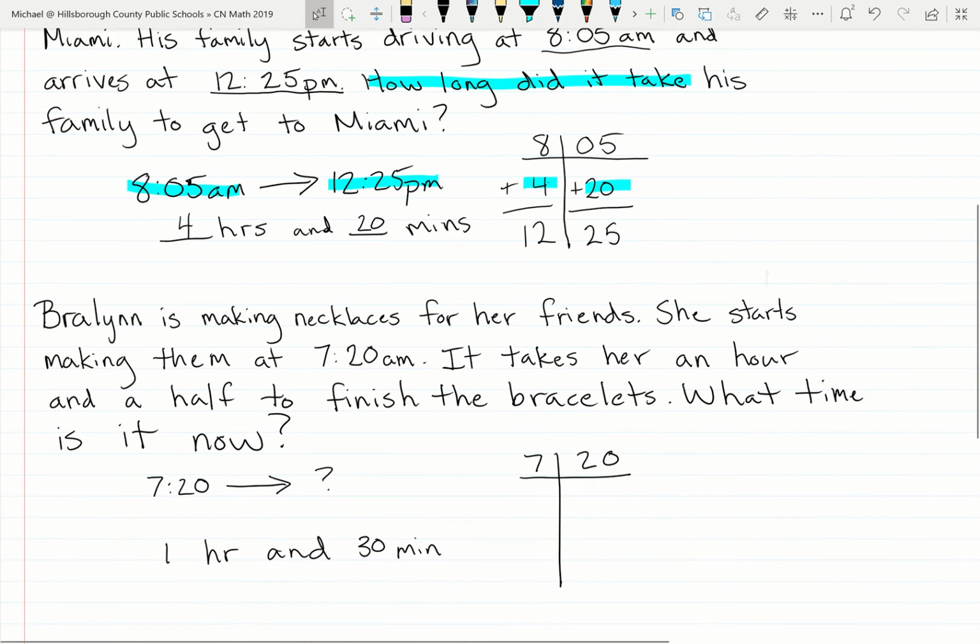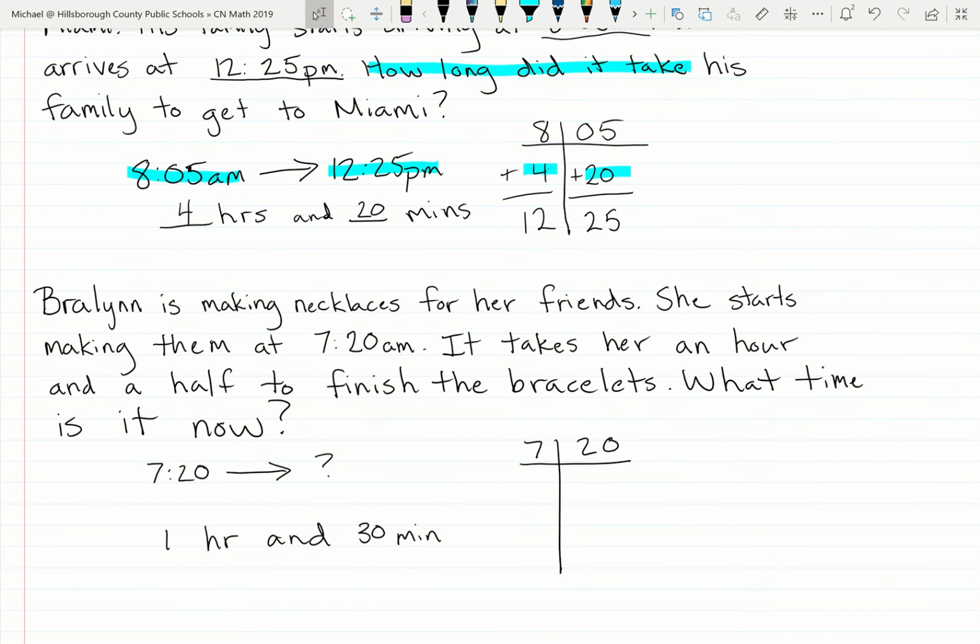All right, going down to the last one here, Braylon. She's making necklaces for her friends. She starts making them at 7:20 a.m. It takes her an hour and a half to finish the bracelets. What time is it now? Okay, so this is still an elapsed time question, but it's asking you to do a different step here. In this case, we don't know what the end time is.